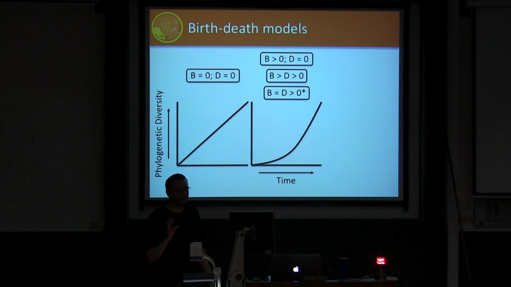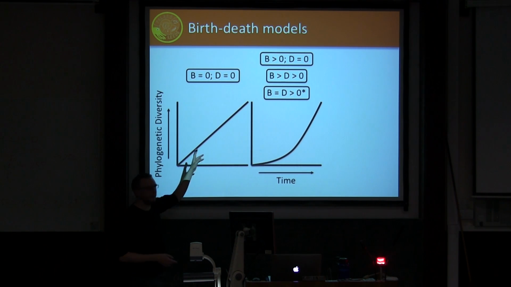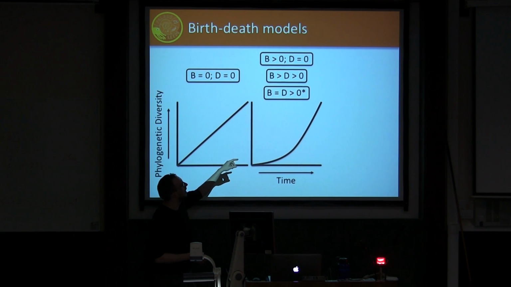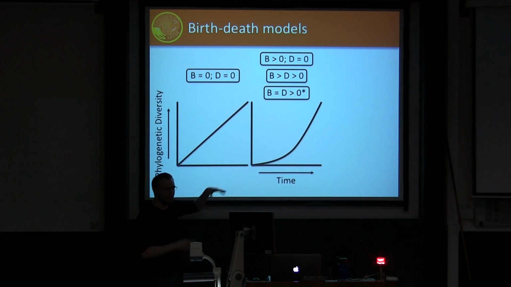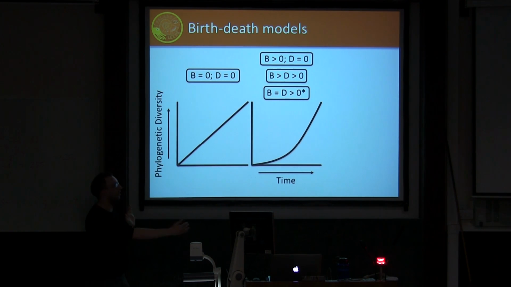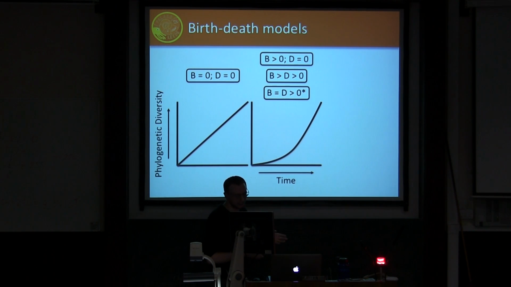So then we looked at a bunch of constant rate birth-death models. The top one would be a pure birth model, no extinction. In the middle one, birth is higher than extinction. Then we've got one where they're equal, but the asterisk indicates that we're only keeping the simulations where the clades survive to the end. If birth and death are equal, sometimes obviously the clade can go extinct.